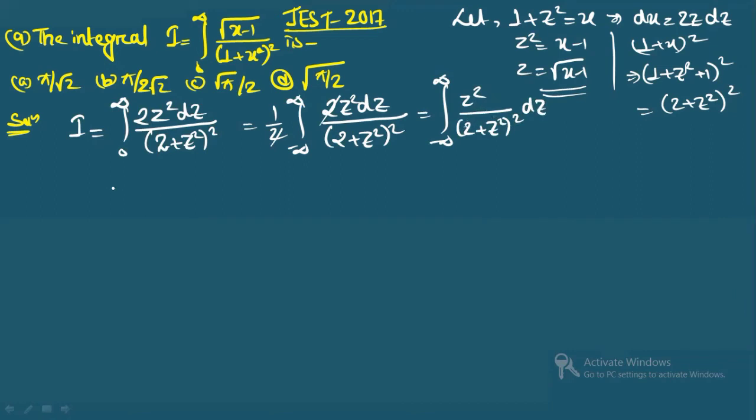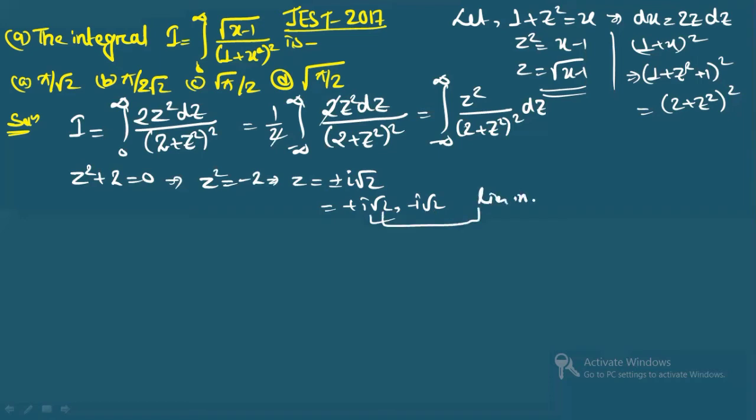Now we will find the poles. So what you are having? z square plus 2 equals 0. That implies z square equals minus 2, and z is equal to plus minus i root 2. So if you see here, one is plus i root 2, one is minus i root 2. So minus i will lie obviously outside. Yes or no? Only i root 2 will lie inside. This lies inside, and this is a pole of order 2.